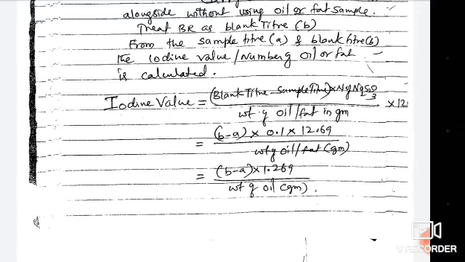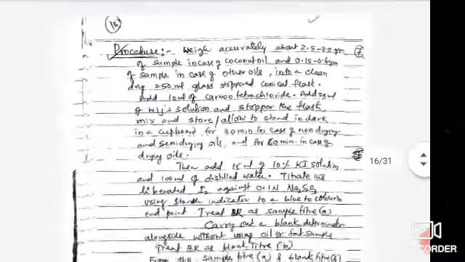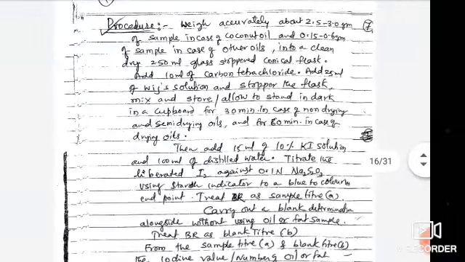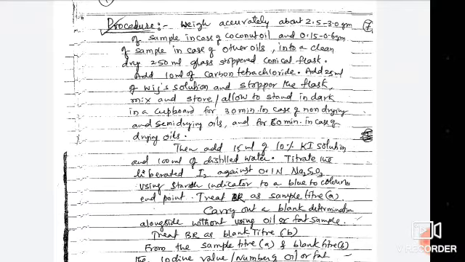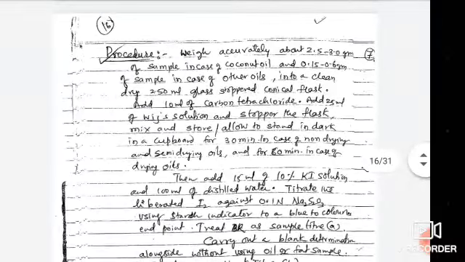So the method used for determining the iodine value of oils or fat is nothing but the Wijs method, by which method we can determine the iodine value of oils and fats. So once again I am repeating the procedure. Weigh accurately about 2.5 to 3 gram of oil sample in case of coconut oil, or take 0.15 to 0.6 gram in case of other oils, into a clean dry 250 ml glass stoppered conical flask.